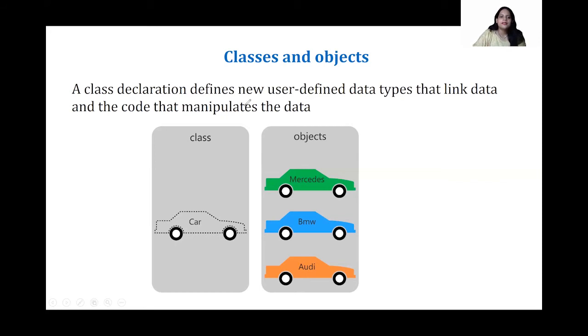A class declaration defines a new user-defined data type that links data and the code that manipulates the data. When I say this statement, you might not understand, but a class is like, have a look at this image, a blueprint. For example, we have a model or blueprint of a car. Using this, I can prepare any company's car. It can be Mercedes, BMW, Audi.